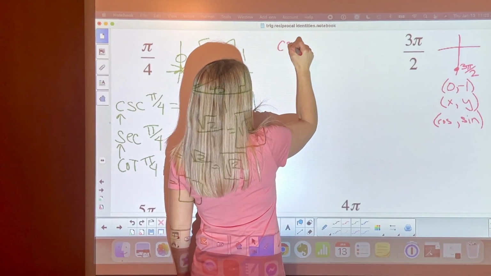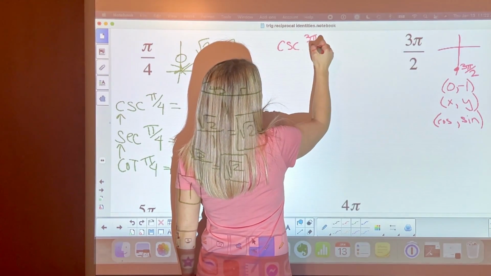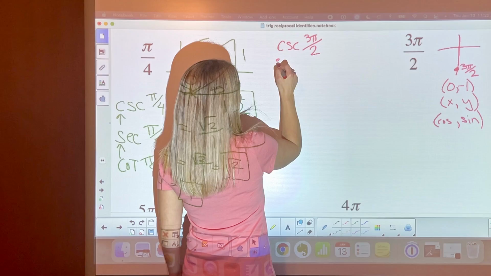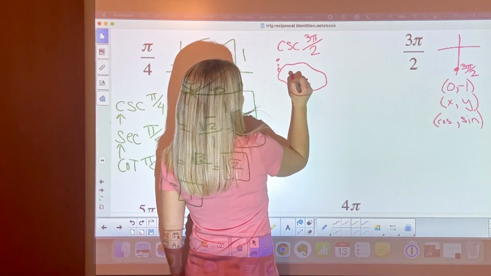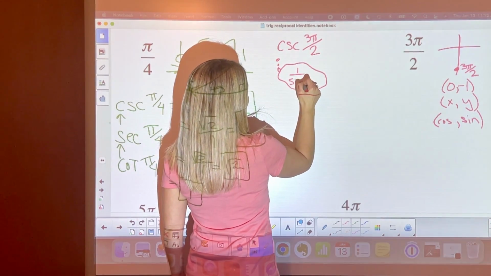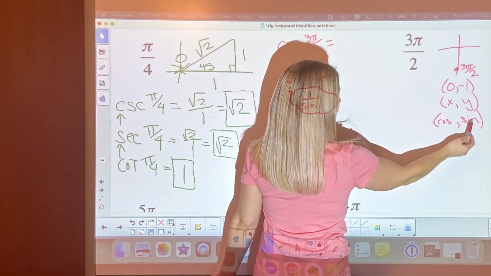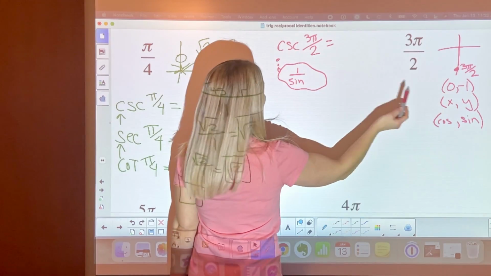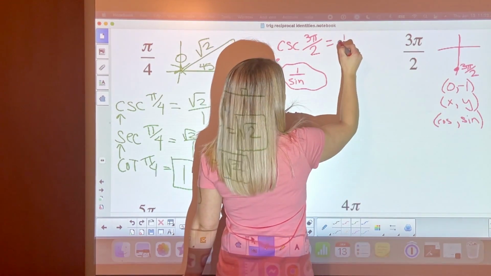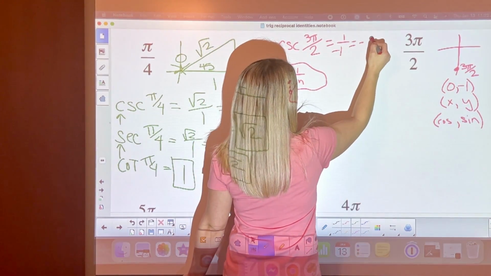So if we're going to do cosecant of 3 pi over 2, we have to remember that cosecant is 1 over sine. Okay? So we have to remember sine is our y value. Our y value is negative 1. So it would be 1 over negative 1, which gives us a negative 1.